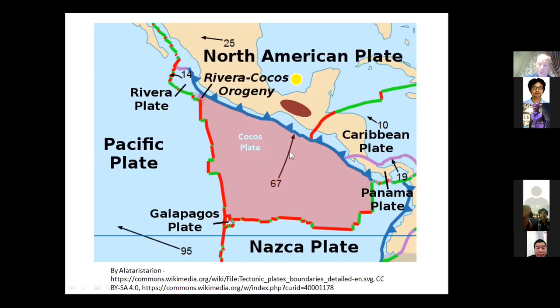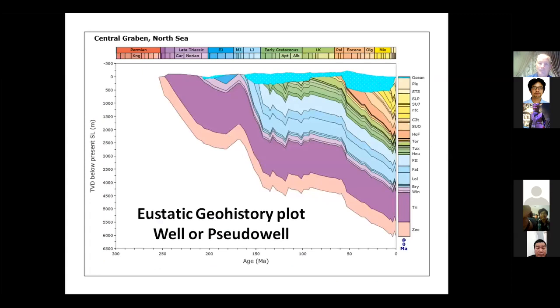So we've now moved down a level to talking about not just basins, but a specific basin. And beyond that, we can go to the individual well, which will be our basic unit that we're working in. We build 1D models, one at a time, at all the locations we want to investigate.